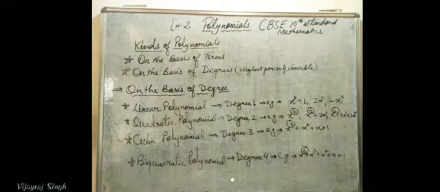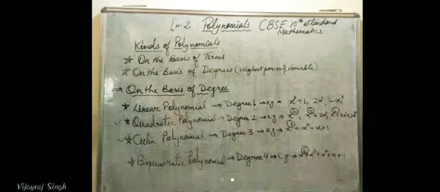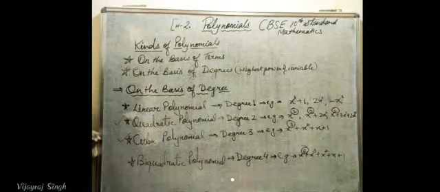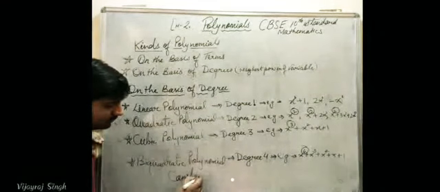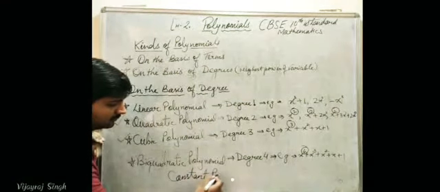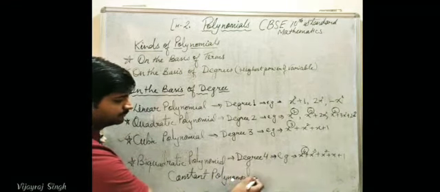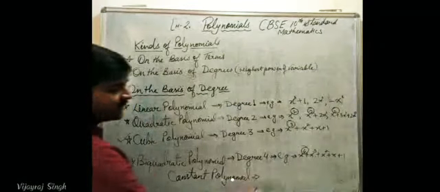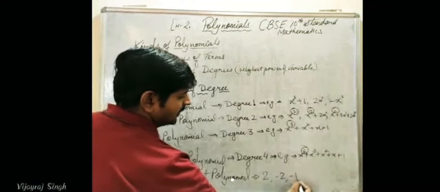Now I am going to erase this whole thing and I will tell you about a few more things. This is also something you should know. Some special kinds of polynomials, like the constant polynomial. These are the special ones. Constant polynomial means without a variable, like 2x, only 2, only 1.